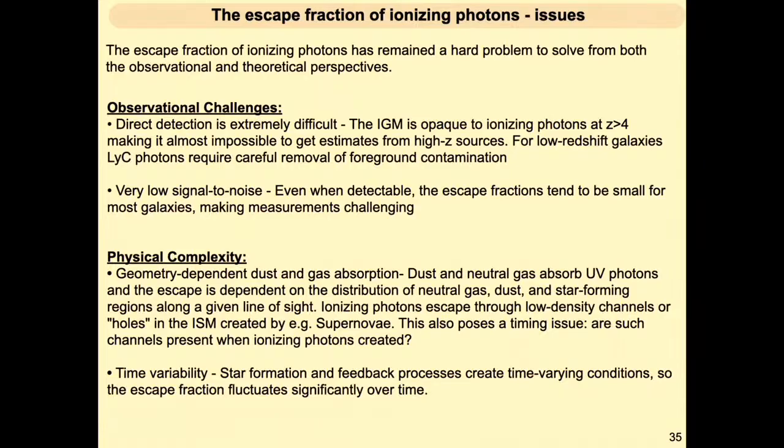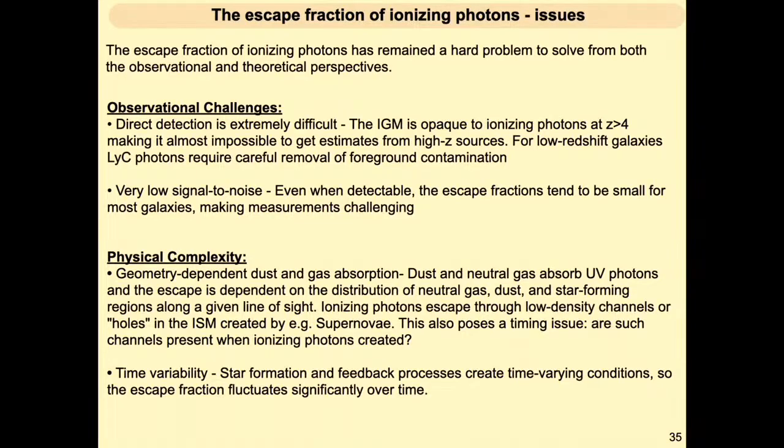Another thing that might be of interest and that has started to emerge is that if I need to create an empty channel, it's not going to happen instantaneously. Supernovae start exploding 3 million years after star formation. They will need a certain amount of time to push out gas and clear this channel so that Lyman continuum photons can escape. But by the time this channel opens, if you guys remember, we said that the production rate of ionizing photons drops off really steeply with time. So if this is the production rate as a function of time, the slope is minus 3.9.